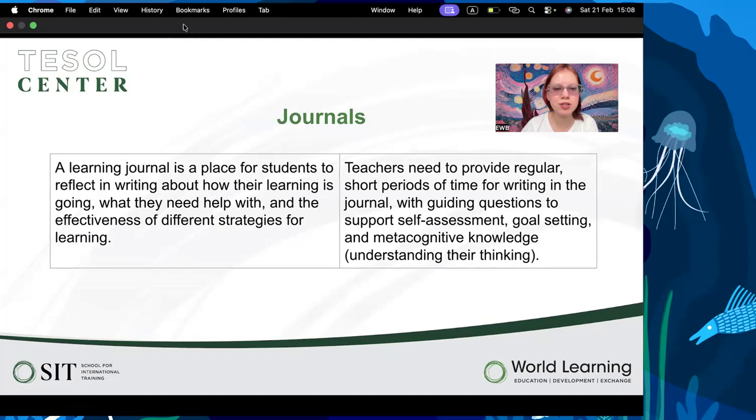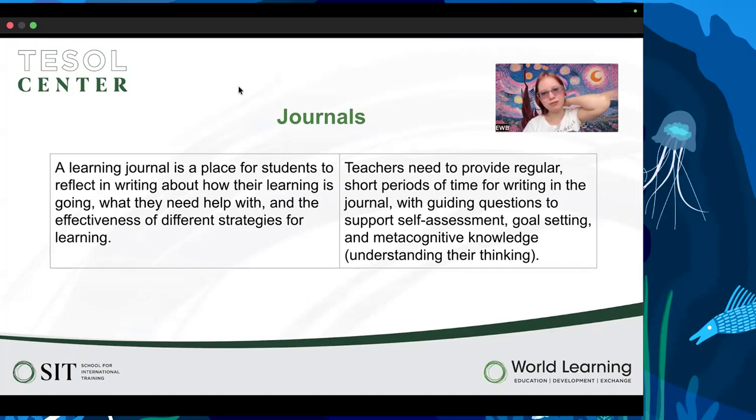Next one is journals. If I'm not mistaken, someone wrote in the chat that they are using, yes, Aziza said that she's using journaling in her classes. And this is a practice when students reflect in writing about how their learning is going, what they need to improve, where they need help, what is good, what is weak for them right now. So this is a writing practice when students reflect on their own understanding of the specific language units. But the teacher's role is really important here because if you just give complete freedom to your students, they probably will either write something very, very briefly or don't write anything at all.